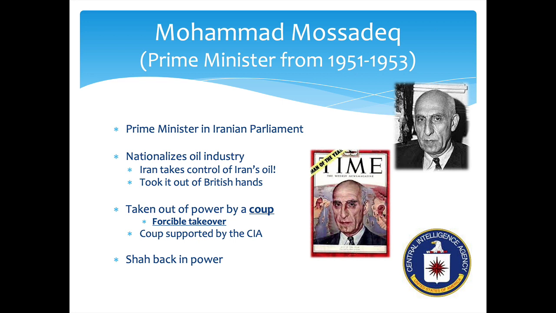Now, like we said, Iran had a monarchy and the Pahlavi family, but it also had a parliament. And so the leader of parliament is called the prime minister. And so the guy who actually undertakes nationalizing the oil industry is a guy by the name of Mohammad Mossadeq. And so he is prime minister from 1951 to 1953, so the height of the Cold War.